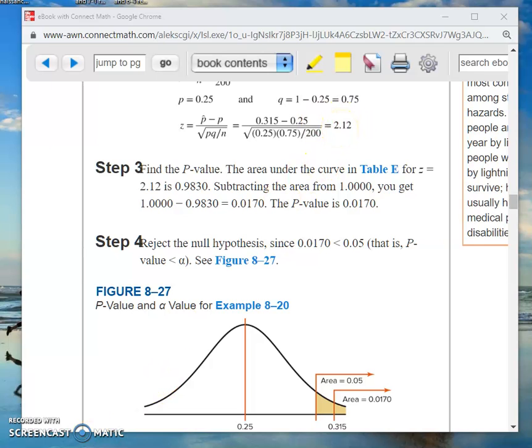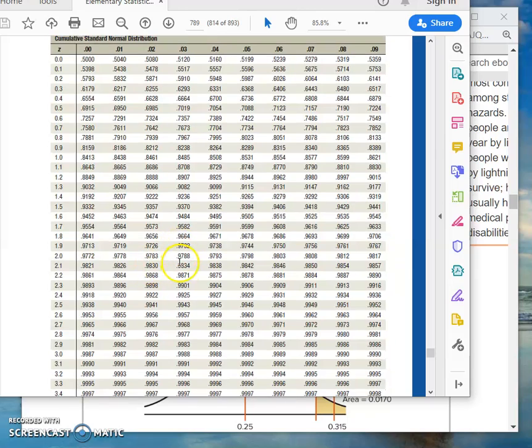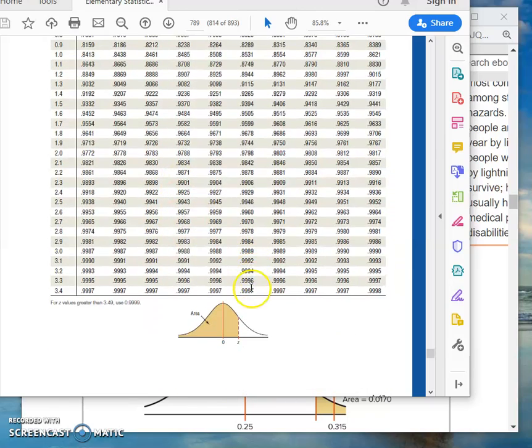So let me go to that. If I'm at 2.12, here's 2.1, here's 2.12. That's 0.9830. So what that's telling me is that 0.9830 is the area to the left of that particular z value, right? Now, you've done this a million times, I hope, so that should make sense to you.